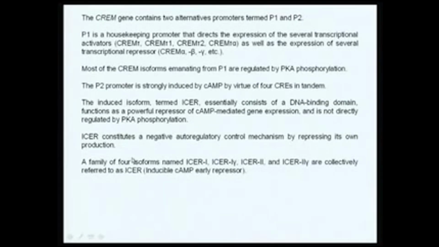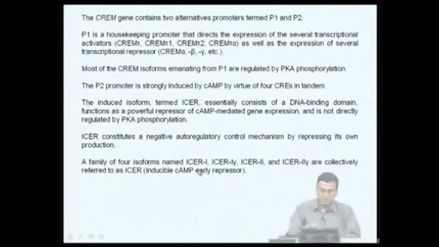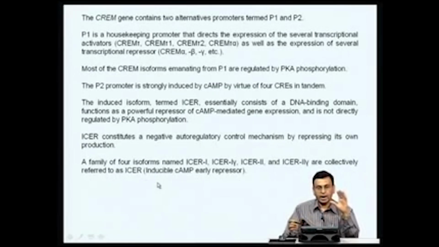The very interesting aspect about the ICER mechanism of activation is that the ICER constitutes a negative autoregulatory control mechanism by repressing its own promoter. Because it is a cyclic AMP inducible promoter, once cyclic AMP produces PKA, and PKA binds to these 4 cyclic AMP response elements in the ICER promoter and synthesizes ICER, the ICER which is made goes and represses its own production. And at least 4 isoforms of ICER, namely ICER 1, ICER 1 gamma, ICER 2 and ICER 2 gamma, collectively referred to as the ICERs, function as negative regulators of cyclic AMP response.